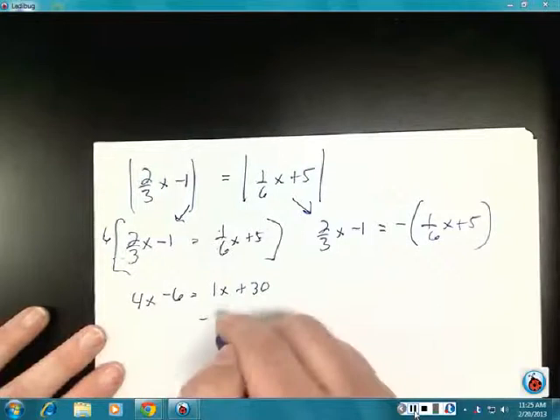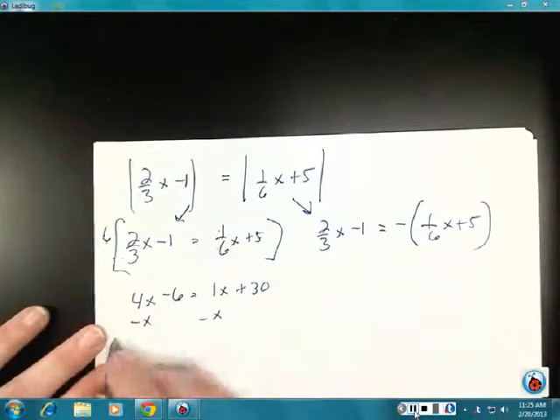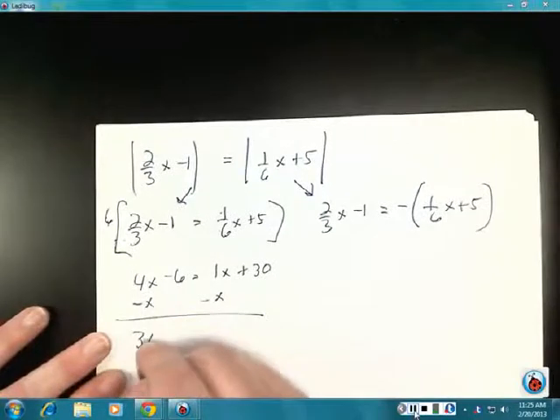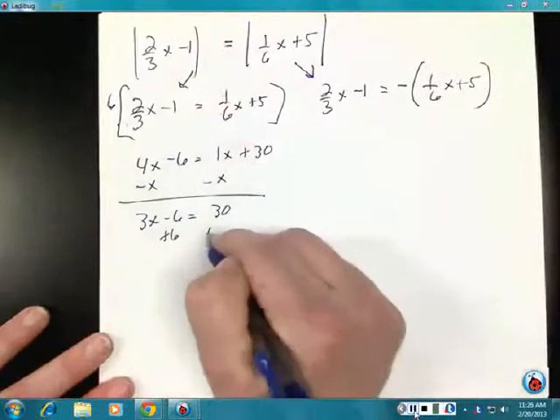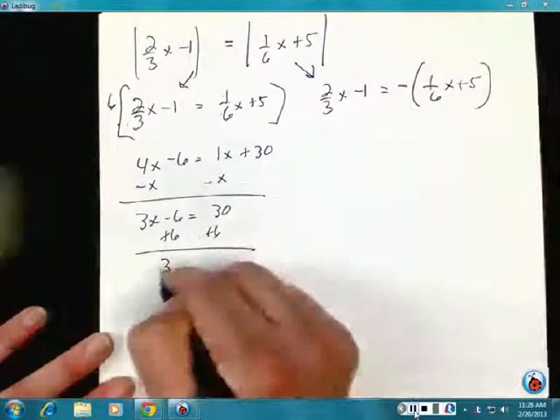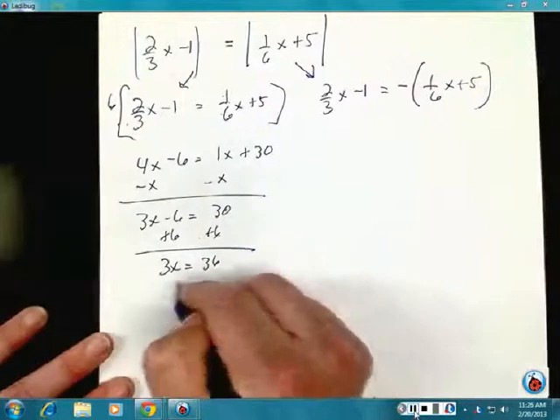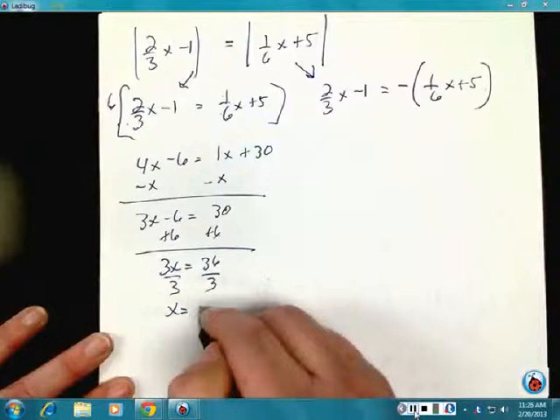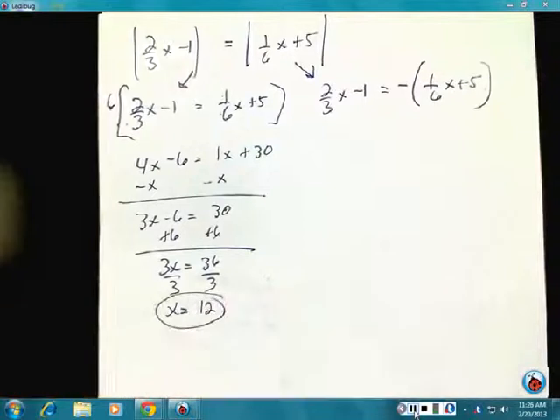Would you do it on the other one too? Yep, we're going to do the same thing when we get there. We're going to do this one first. All right. So it gets me 3x minus 6 equals 30. Add 6. 30 plus 6 is 36. Finally divide by 3 and find x is equal to 12. So it could be 12.